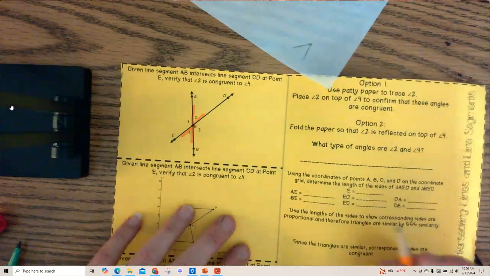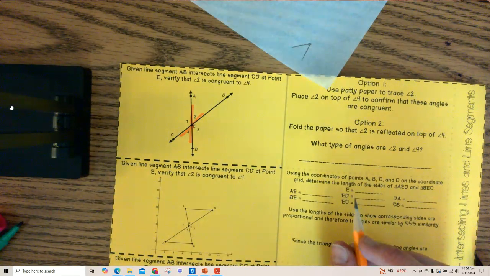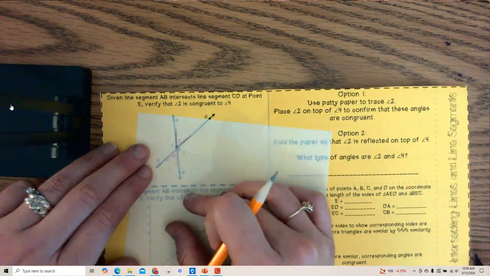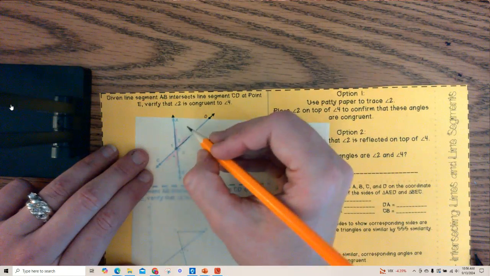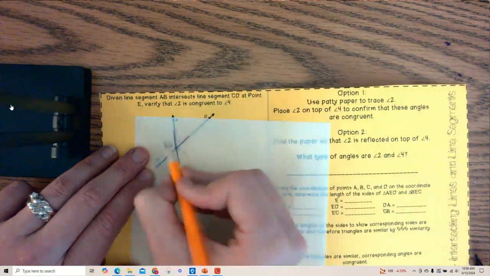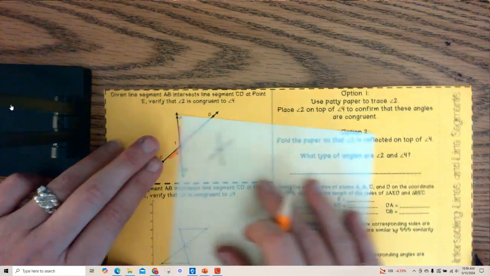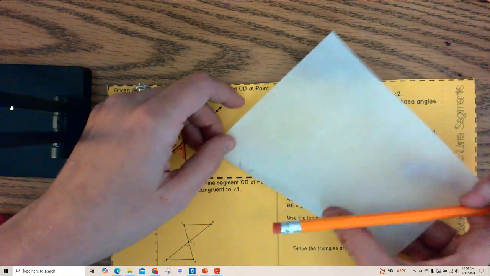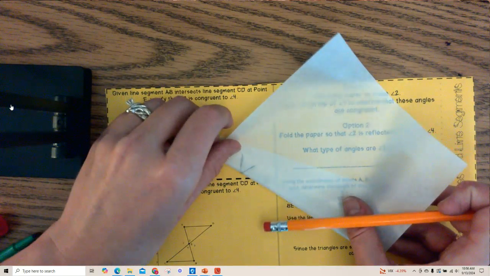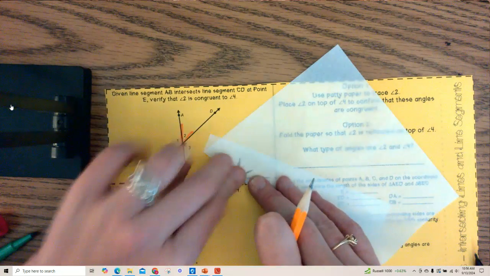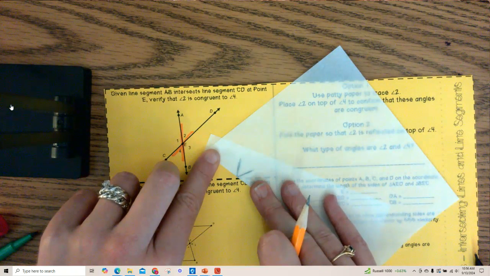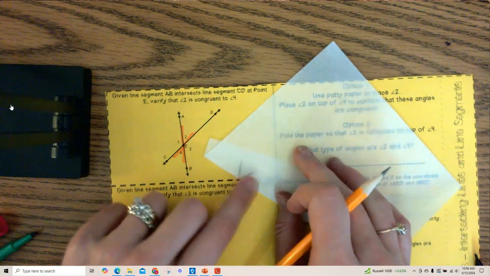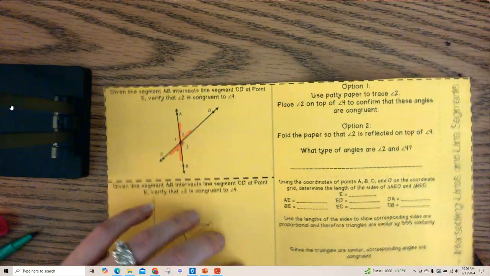Option 2 is you can fold the paper so that angle 2 is reflected on top of angle 4. So in that case, we would copy both the angles and we would fold across this way to see if they line up, to see if they're a reflection. Okay, so we can either rotate using the patty paper or use reflections.